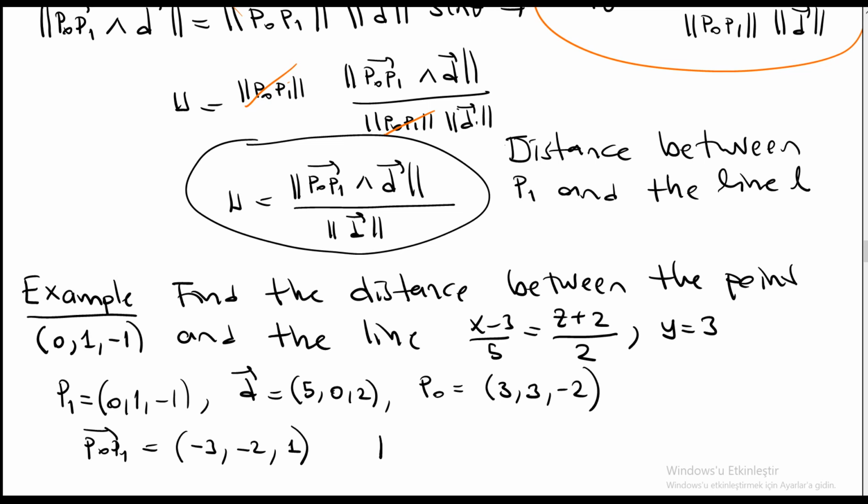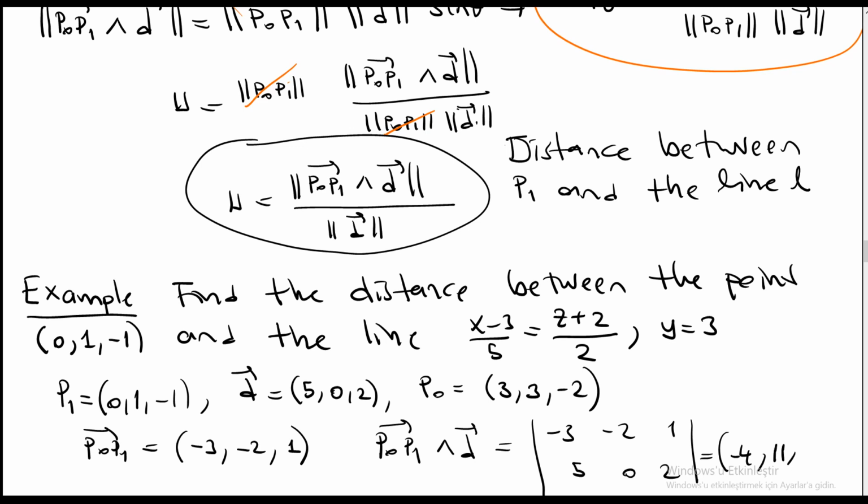Then P sub 0 P1 cross product D. So you have this one, negative 3, negative 2, 1, 5, 0, 2. So we have this: negative 4, negative 4, 11, and 10.